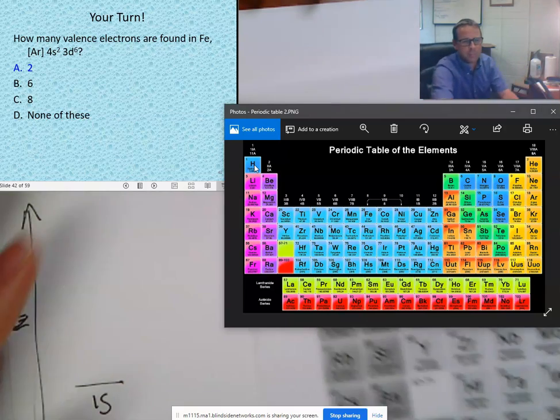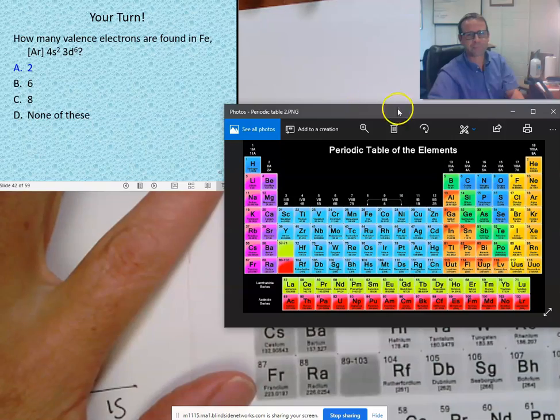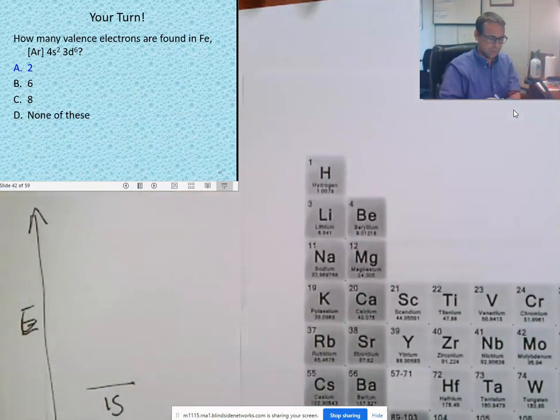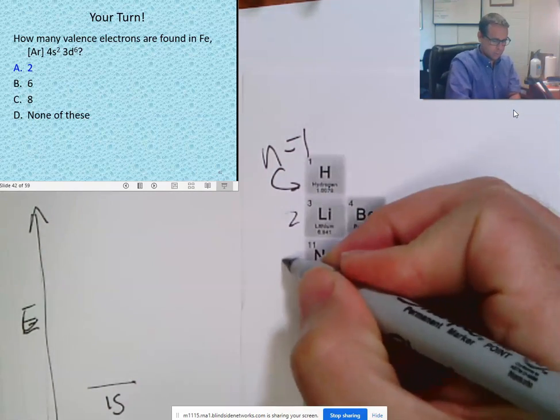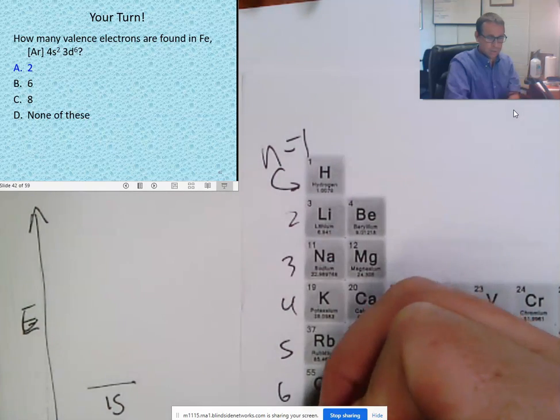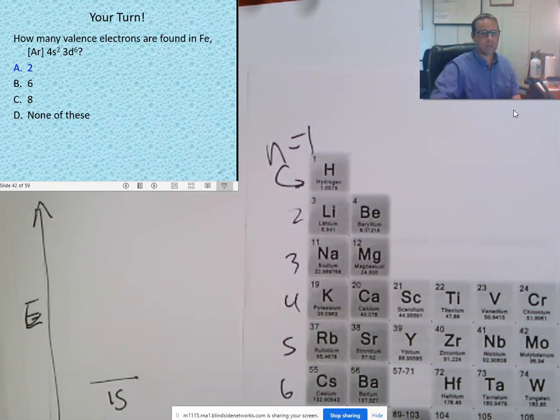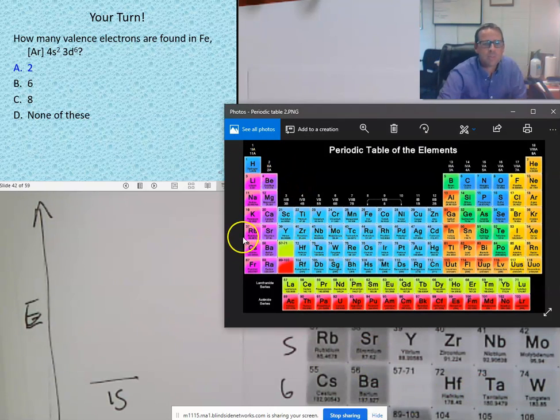Let me bring out a periodic table here that I can write on. So n equals 1 here, n equals 2, 3, 4, right? So the row corresponds to the n value. And this block, what block is this block, Camilla? It's the S block. That's right. This is the S block.